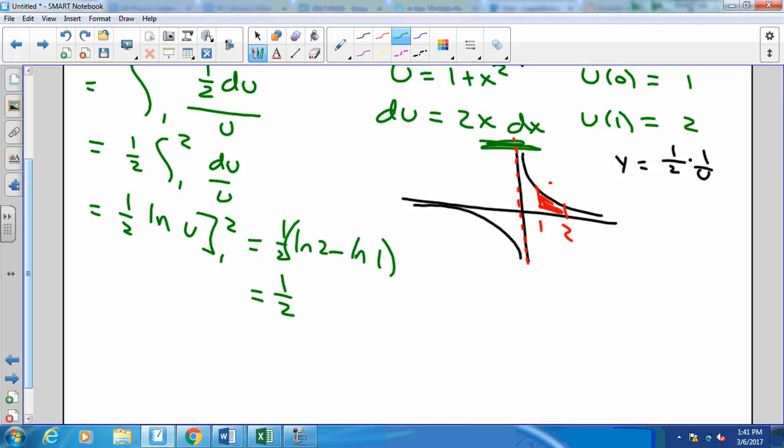Do we know any of these numbers? ln 1 is 0. Yep. So we get 1/2 of ln 2.